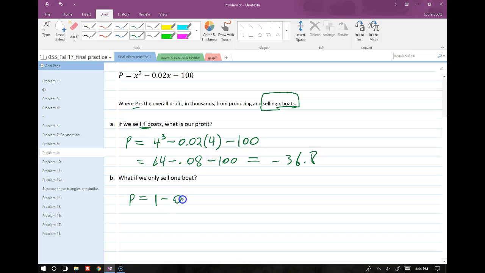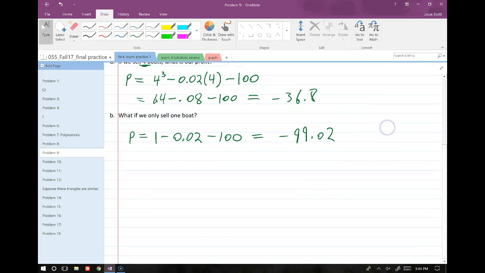0.02 times 1 is just 0.02. And then, of course, I still have the negative 100. That's going to equal negative 99.02. So this guy's going to lose almost all his money if he only sells 1 boat. It's crucial that he starts selling boats. Now, if this was a realistic polynomial, and this guy wanted to say, well, when do I get profitable?